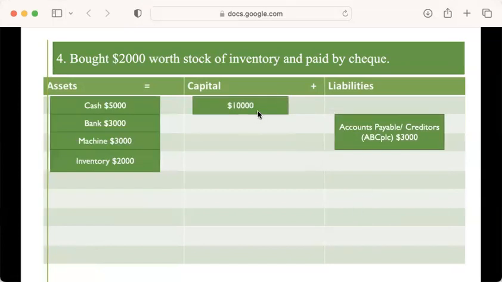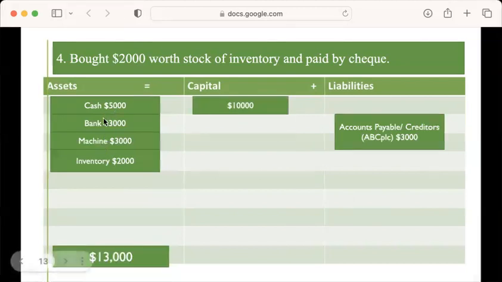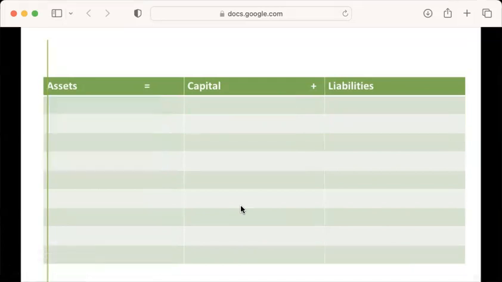We still owe the owner 10,000 and we still owe ABC PLC 3,000. So both the changes were on the asset side. Bank decreased and inventory increased. So the total assets and total liabilities remain the same here.